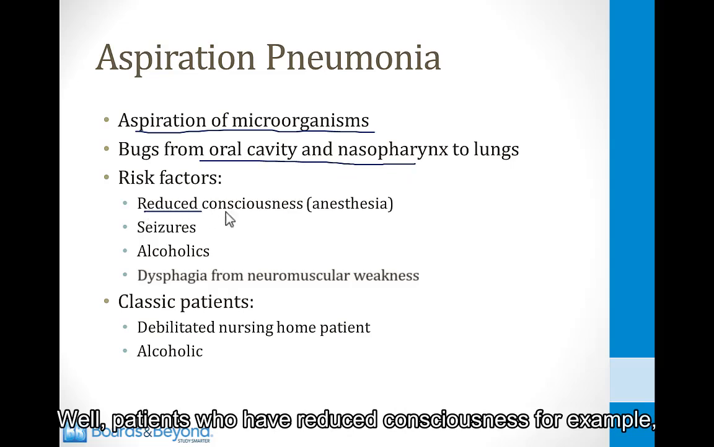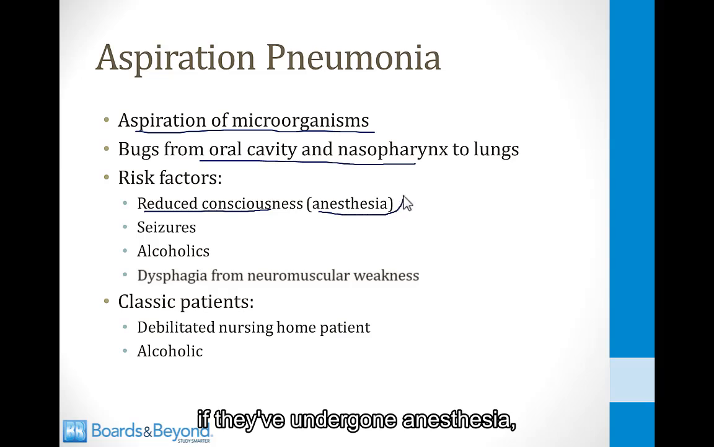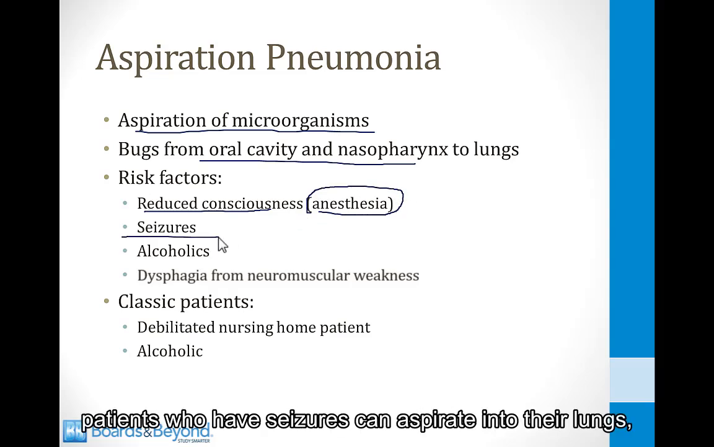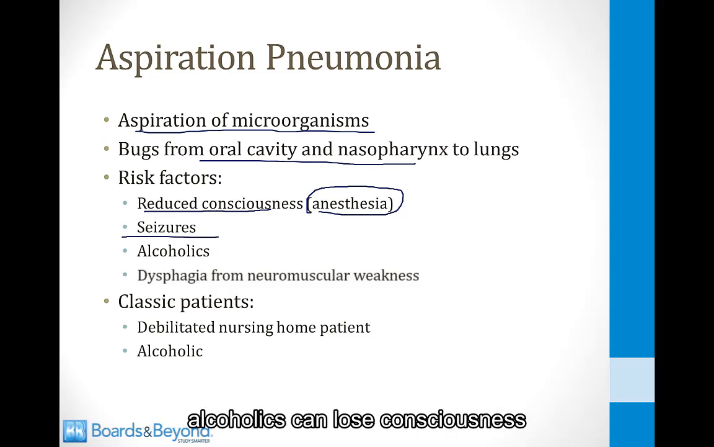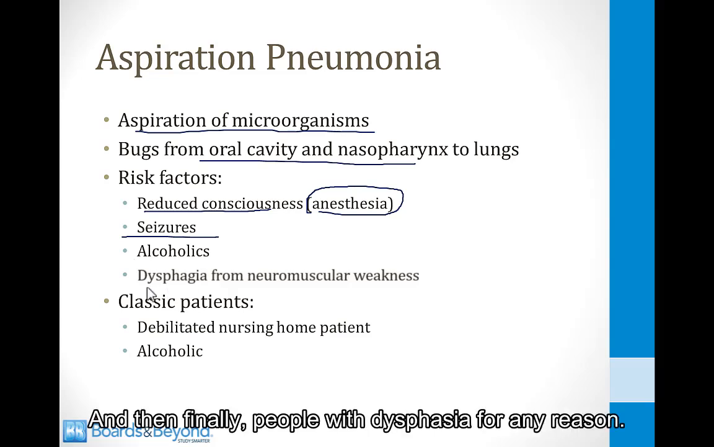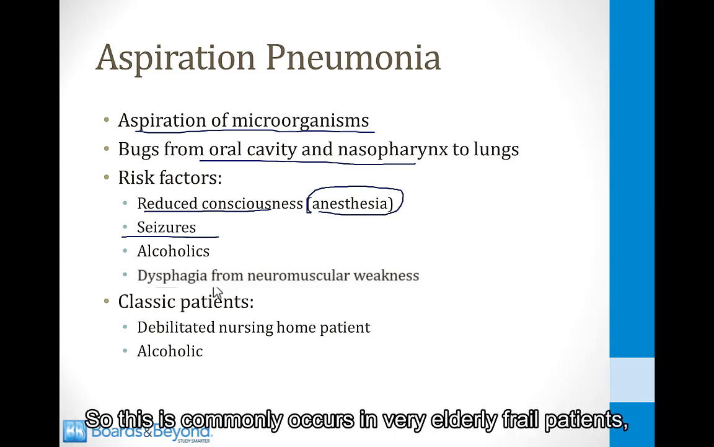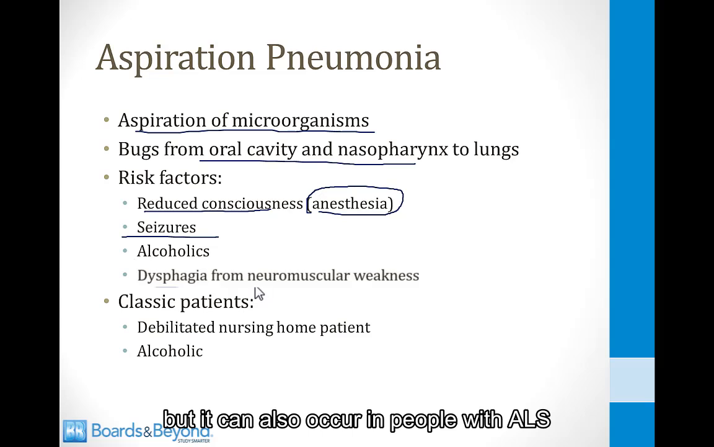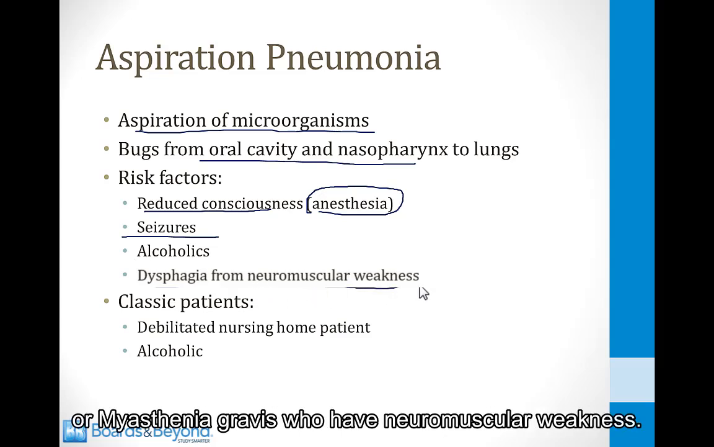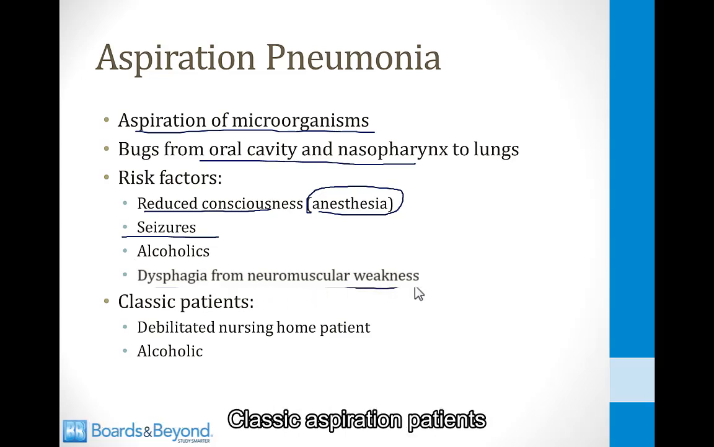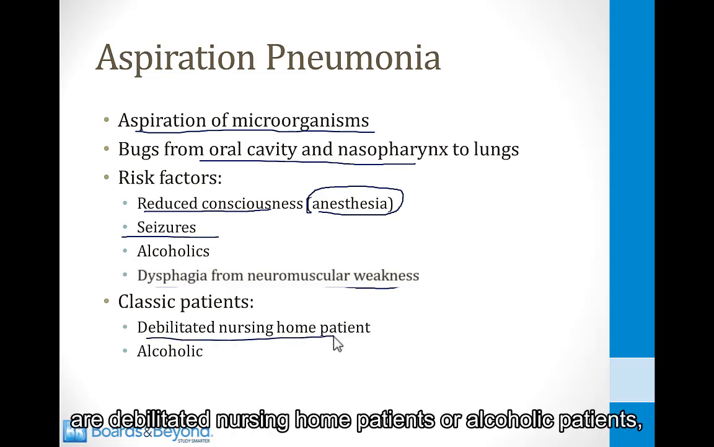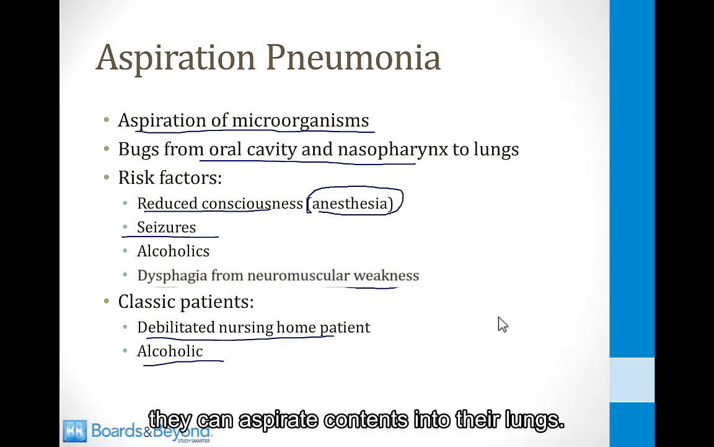Well, patients who have reduced consciousness, for example, if they've undergone anesthesia, they can't protect their airway and they can aspirate. Patients who have seizures can aspirate into their lungs. Alcoholics can lose consciousness and aspirate into their lungs. And then finally, people with dysphagia for any reason. So this commonly occurs in very elderly, frail patients, but it can also occur in people with ALS or myasthenia gravis who have neuromuscular weakness. Classic aspiration patients are debilitated nursing home patients or alcoholic patients. They can aspirate contents into their lungs.